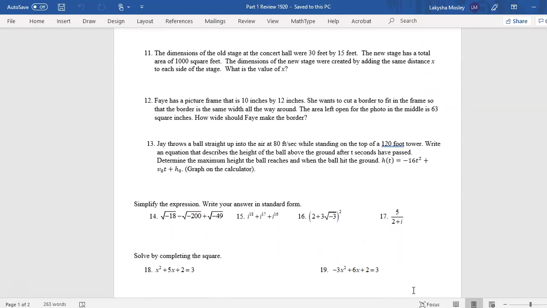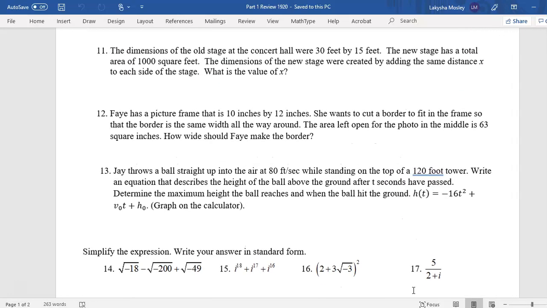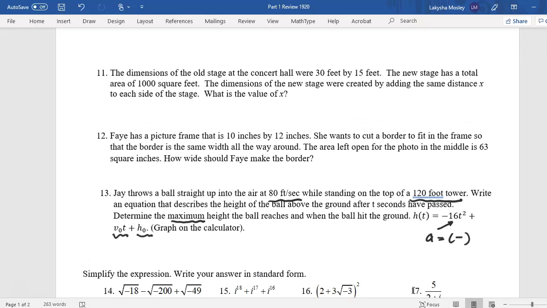Okay, so we're going to focus on, I think everyone is really good with number 13, so I'm not going to spend any time on that one. You basically just plug in the velocity, and then here's the initial height of the tower. The initial height is this h naught, that 80 feet per second is v naught, and you substitute in those values and make a quadratic. Remember that when a is negative, it's a downward parabola, which means you have a maximum point at your vertex. All right, so this one is pretty straightforward. So I'm going to spend this time now on number 11 and number 12.